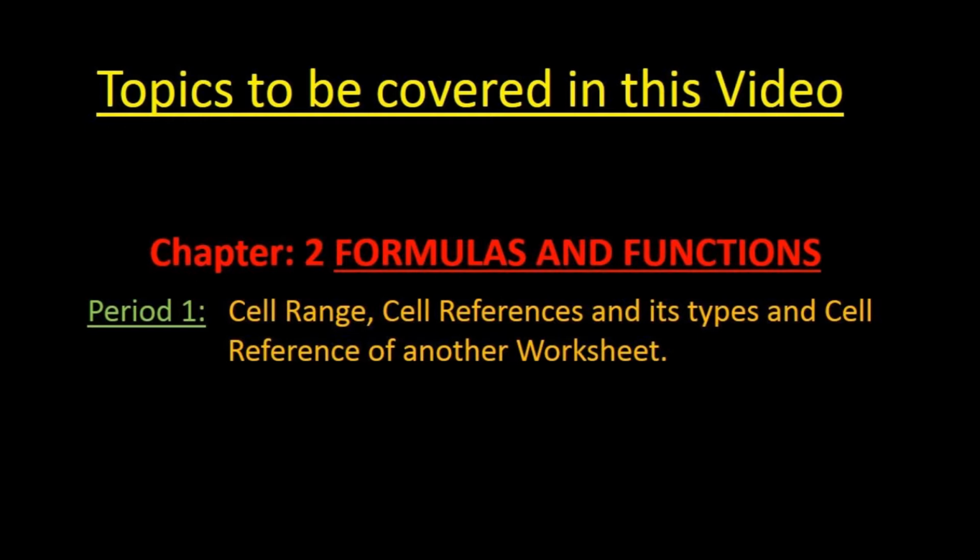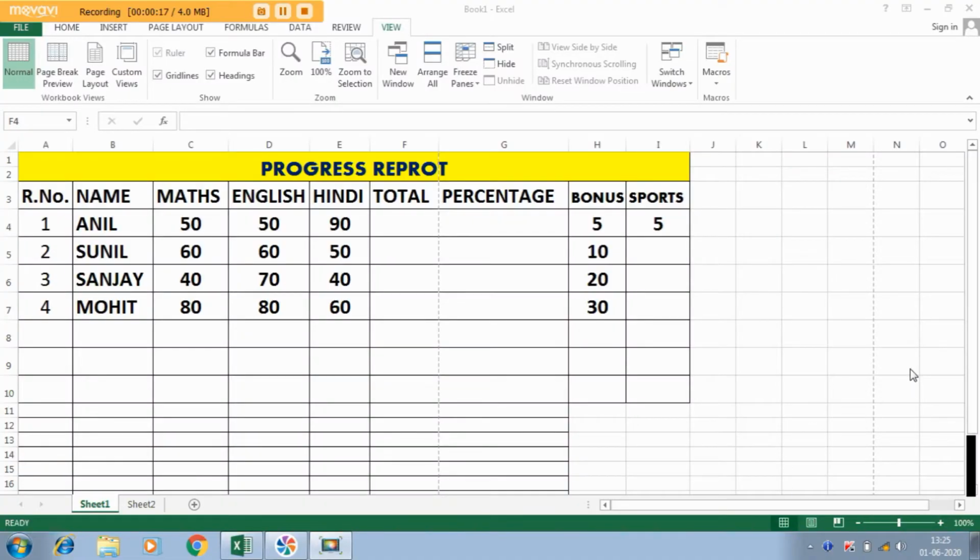Today we are going to discuss different topics which have been given in the book. You can see on your screen, in the video, this Excel sheet I created. The first column represents the roll number, the second column represents the name, the third column shows the maths marks, the fourth column shows the English marks, and the fifth, Hindi.